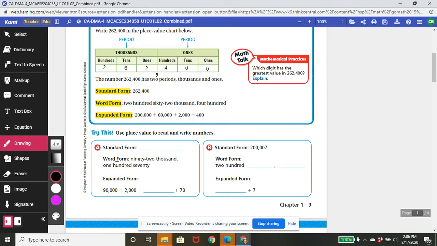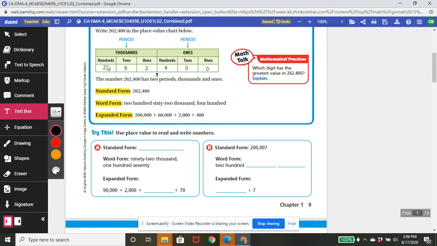So in this example, it starts off in word form. It says 92,170. So what I'm going to do is I'm just going to borrow this place value chart from up here. And that's going to help me place this so that I can get the standard form. Okay? All right, let's place it in this place value chart.